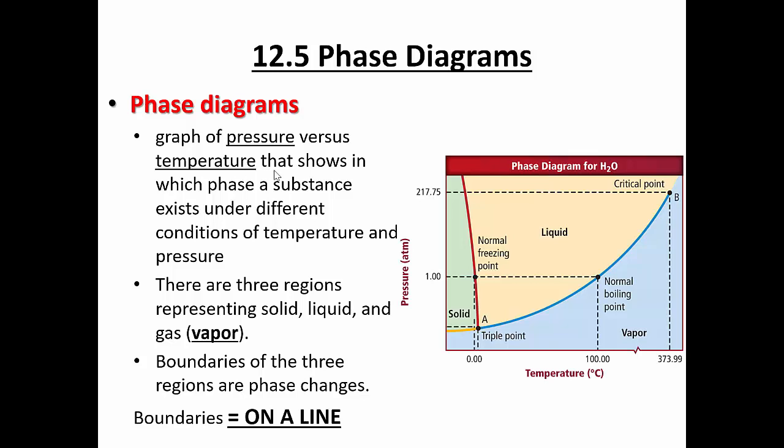The last section is on phase diagrams, section 12.5 in our notes, looking at this idea of solids, liquids, gases. So phase diagrams are graphs that represent pressure and temperature and which of the phases we exist in under those different conditions. There are three regions, solid, liquid, and gas, but we call it vapor as a gas. And so our first part is where our liquids are at. Where's our vapor? Remember, vapor is a term for gas.